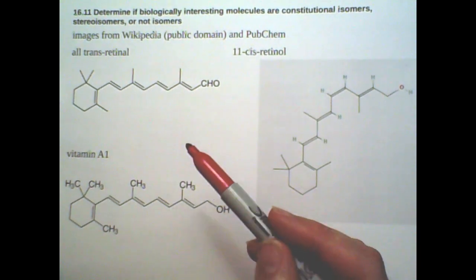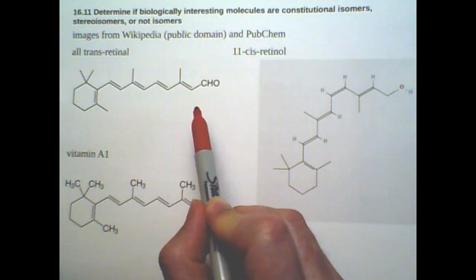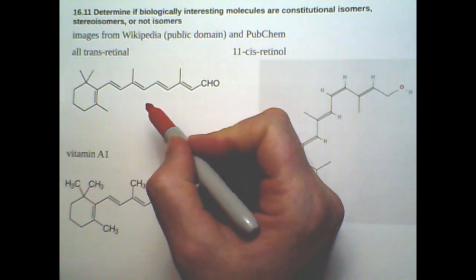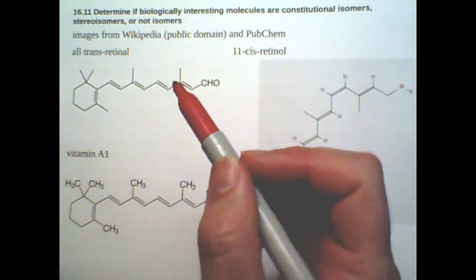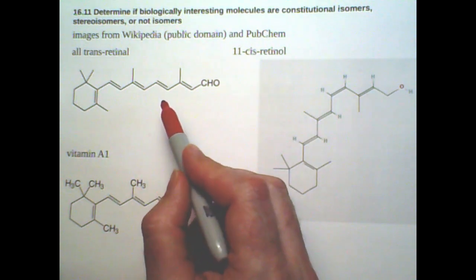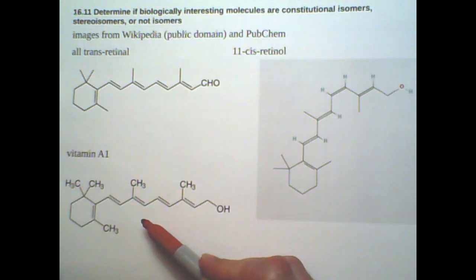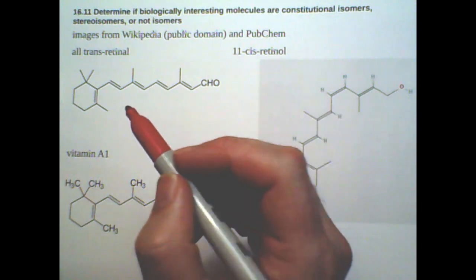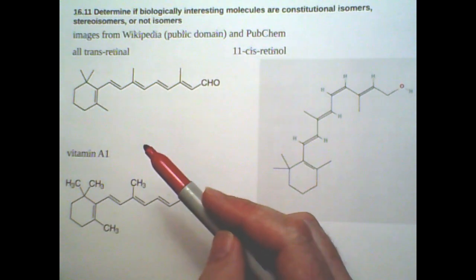So here's this molecule, all-trans retinal, which we do use in a protein to help as an antenna for photons of light, and we want to know how is it related to these other two molecules, vitamin A1 and 11-cis retinol. So first off, we can just start comparing carbons.